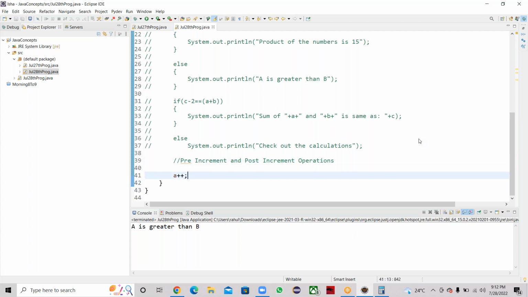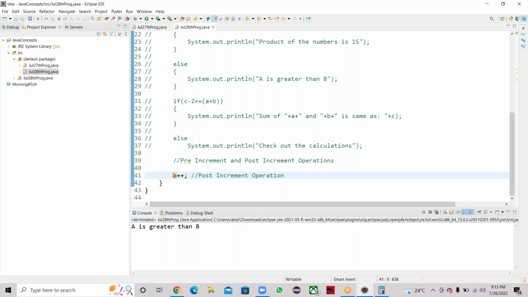So similarly, this is called a post increment operation. What happens in a postpaid bill? You utilize the service first, then you pay the bill later. The amount will be generated at the end of the month. Yes or no?